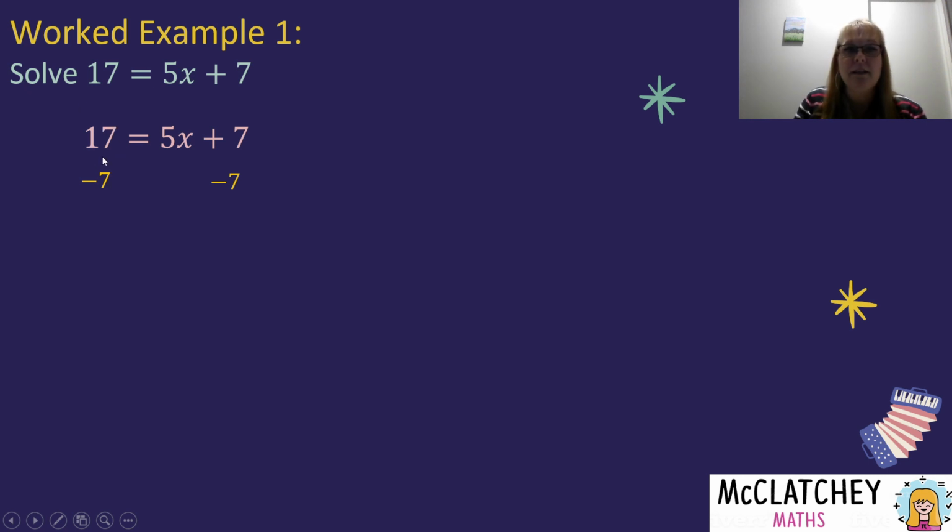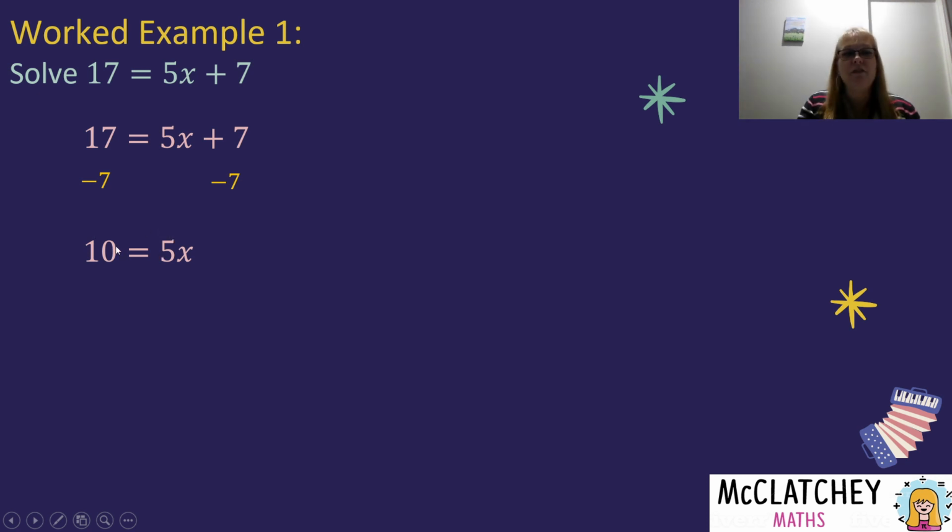And then what I'm doing is a sum in columns. So 17 take away 7 will be 10. Positive 7 take away 7 becomes 0. So I'm basically getting rid of the 7 and the 7 over here, and I'll be left with just a 5x on that side. So you can see now in these columns where I'm working, the 5x comes down because I didn't change 5x at all. The equal sign will come down as well, and then these two sums that I've done, the answers will be present on both sides.